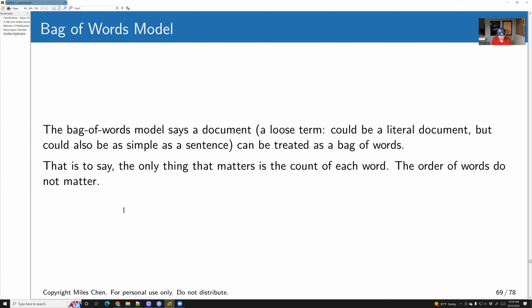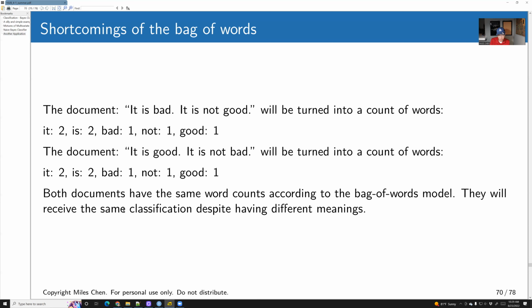There's no, give me the sixth object in a bag. That doesn't make sense, right? Reach into your backpack and pull out the fifth element. That doesn't make sense, right? In a stack, sure, you can say, okay, pull out the fifth element in a stack. And so in a bag of words, the order doesn't matter. There's no order. You just kind of take these things. Now, document, again, is a loose term. It could be a literal document, but it could be something as simple as a sentence. So, shortcomings of the bag of words is that the order doesn't matter. We're just looking at how many words appear and the count of the words, okay? So if this is your document, it is bad, it is not good.